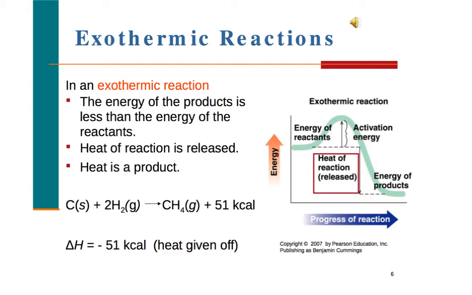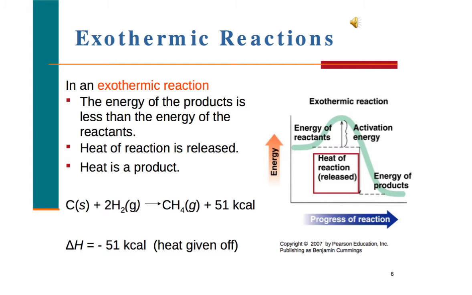In order for us to feel that heat given off, the chemicals themselves have to lose it because energy can't be created or destroyed. So in an exothermic reaction, even though we as the surroundings gain heat as a product, the chemicals themselves lose it. So in an exothermic reaction, the energy of the products is less than the energy of the reactants. Heat of reaction is released. Heat can be thought of as a product.